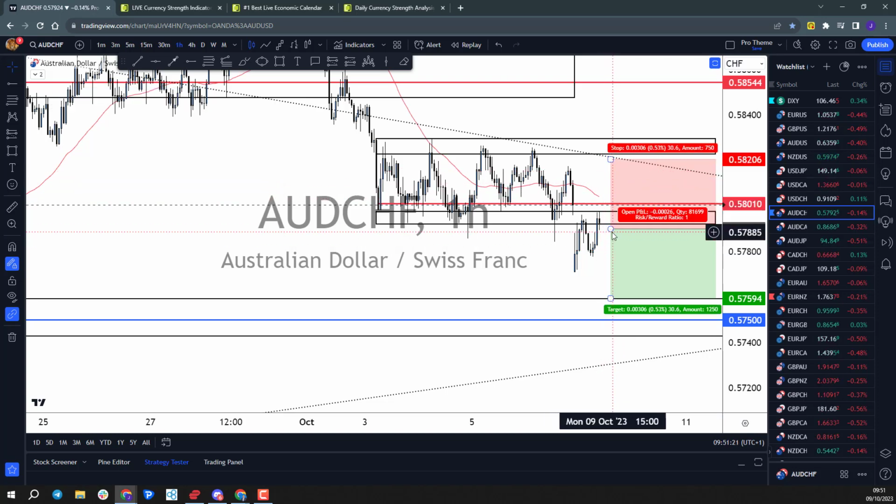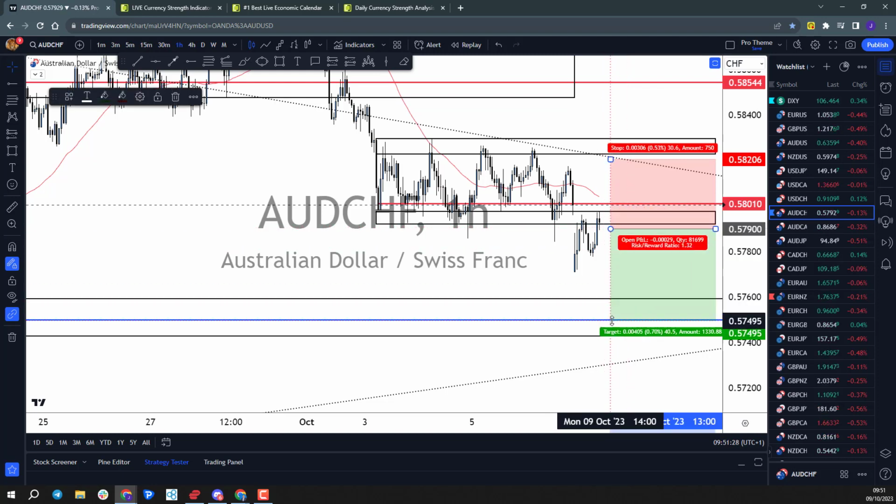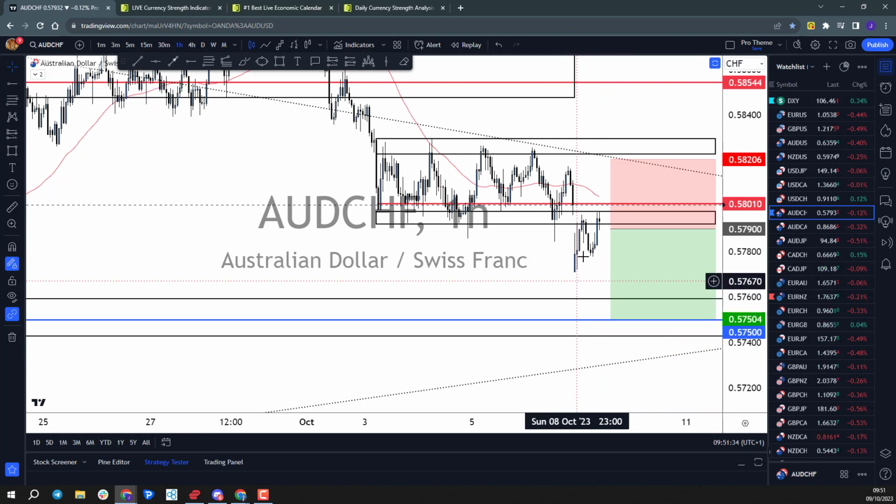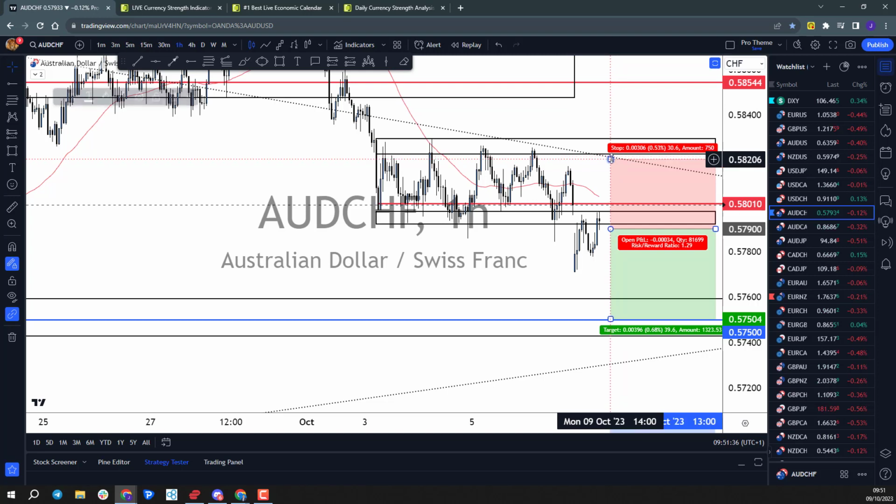So I would look for a retest of 58.00. If we get 58.00, I'll be happy short at 57.90. Target's going to be 57.50, potentially 57.40, but I quite like 57.50. Stop loss at that point, 30 pips is probably okay. You may get away with a tighter one, maybe even a 20-25 pip stop loss.